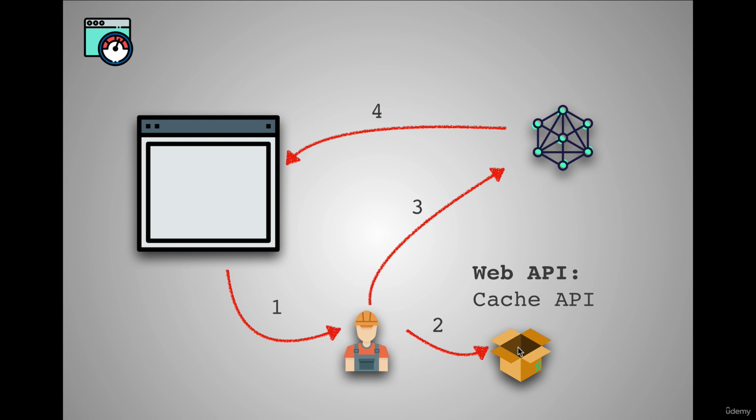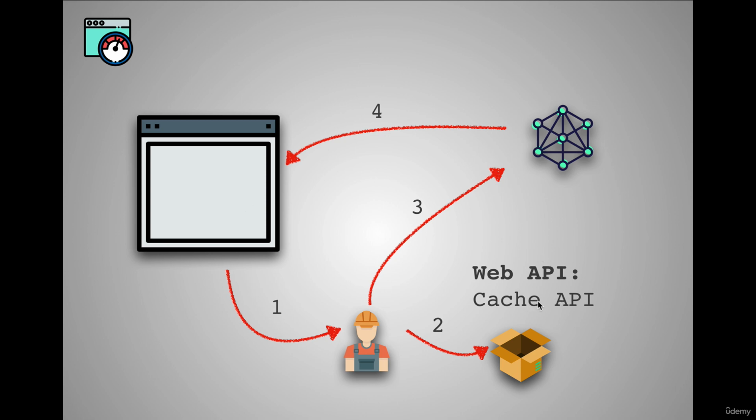But if the service worker comes back and says, Mr. Browser, I don't have the file that you requested. You're going to have to talk to the network. Then we go back to talking to the network the old way that we did things and getting those files.